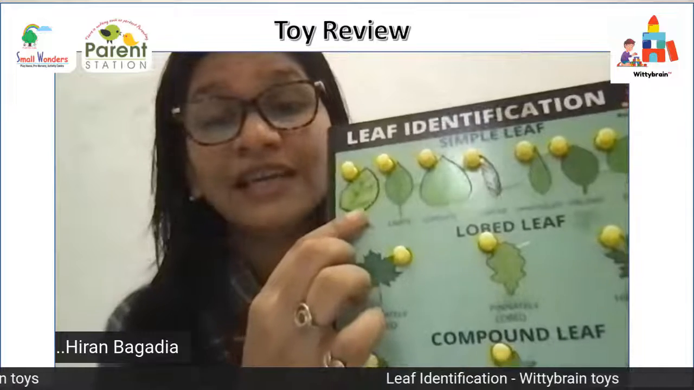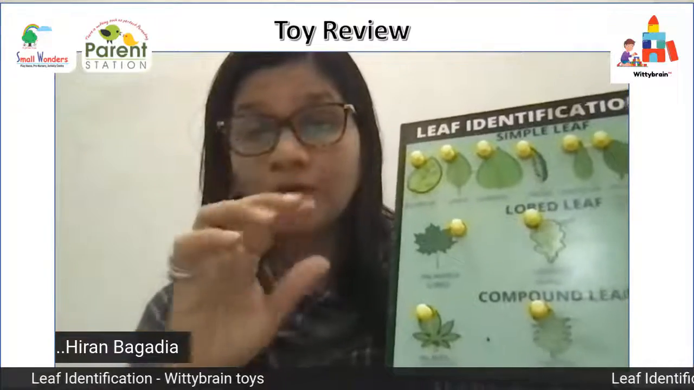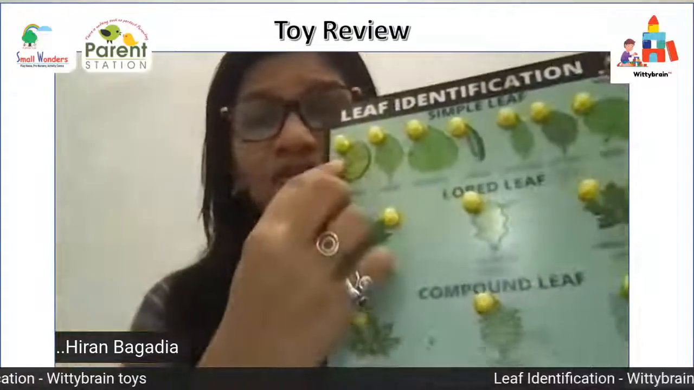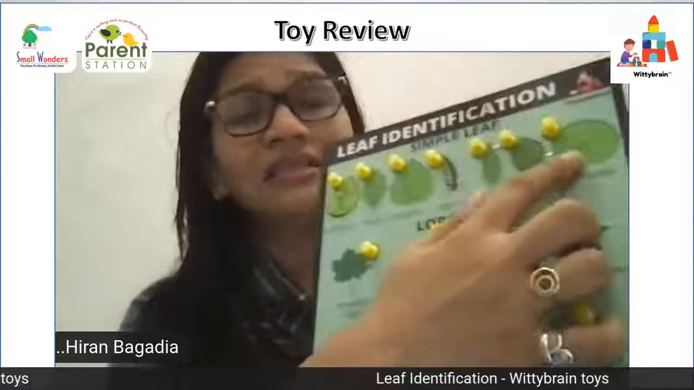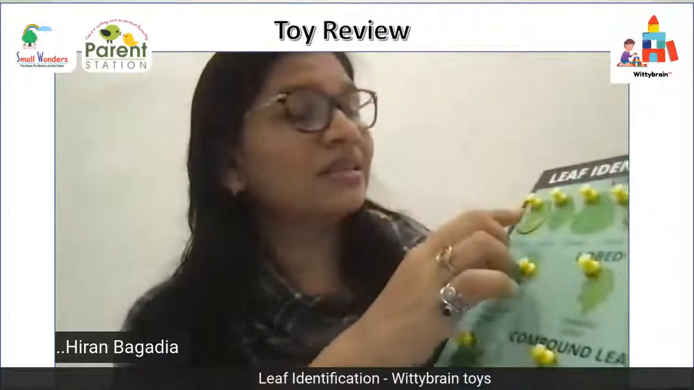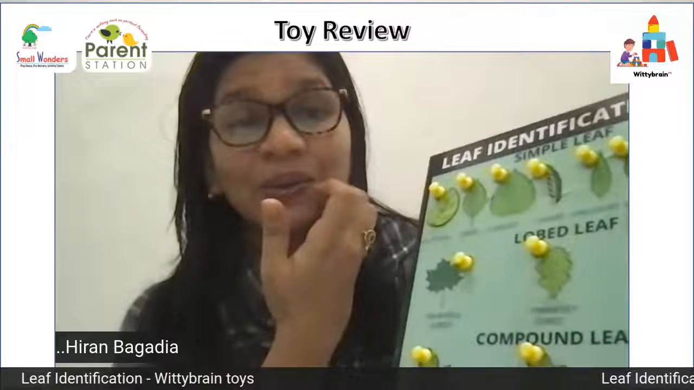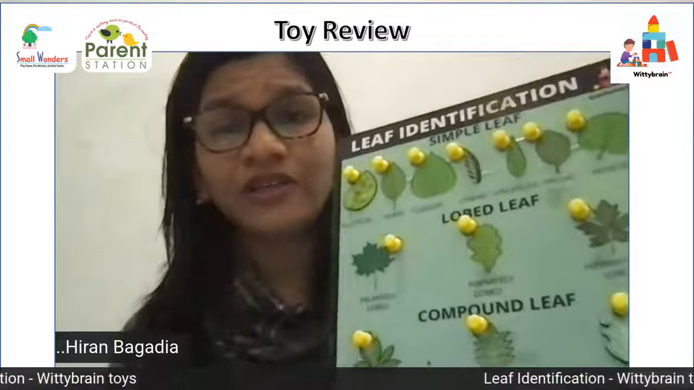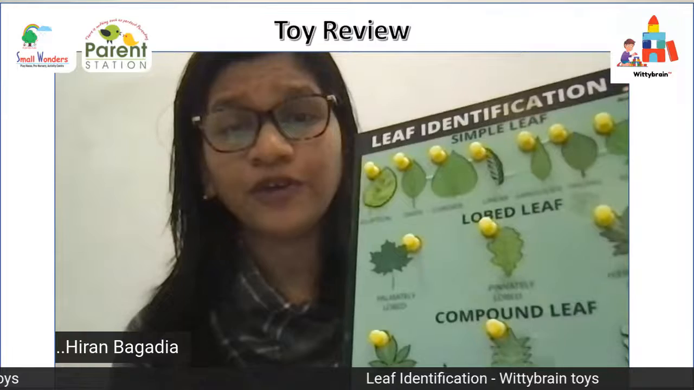So we learned that the simple leaves have only one leaf. We can only find one part of the leaf. Okay, so it can be again any shape. If you see, the shapes are all different. This is a little rounded, this is a little oval. Okay, some are spear shaped. So these are the different leaves that we can see over here.